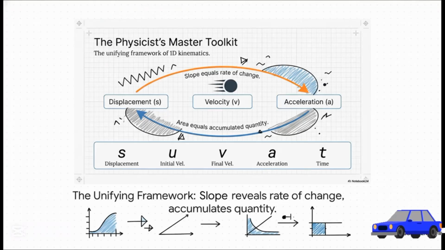And there it is. This is the whole thing, the unifying framework for one-dimensional motion. And it's this really beautiful cyclical relationship. If you start with a displacement graph, you find the slope to get velocity. Find the slope of that graph, and you get acceleration. And what if you want to go backwards? Well, if you have an acceleration graph, the area underneath gives you the change in velocity. And the area under the velocity graph, that gives you the displacement. It's all connected. Slope takes you down, area brings you back up.